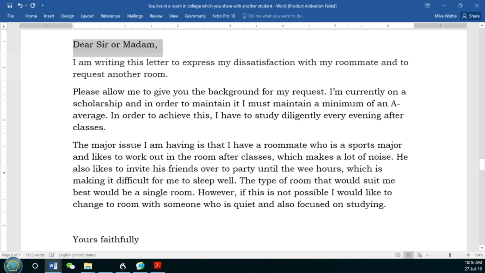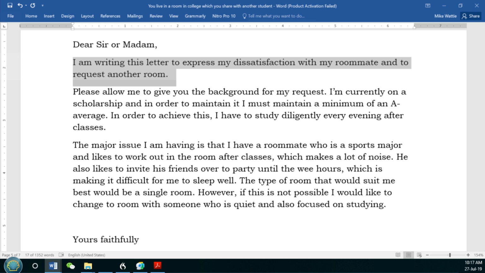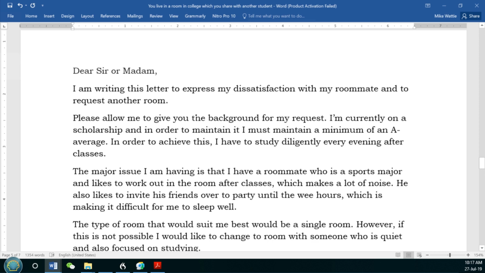We start with Dear Sir or Madam. We put in the purpose for the letter. I'm writing this letter to express my dissatisfaction with my roommate and to request another room. I could possibly leave that out if I wanted to, I guess, just to shorten the letter a little bit, but it's not a huge issue. And this letter is not excessively long.